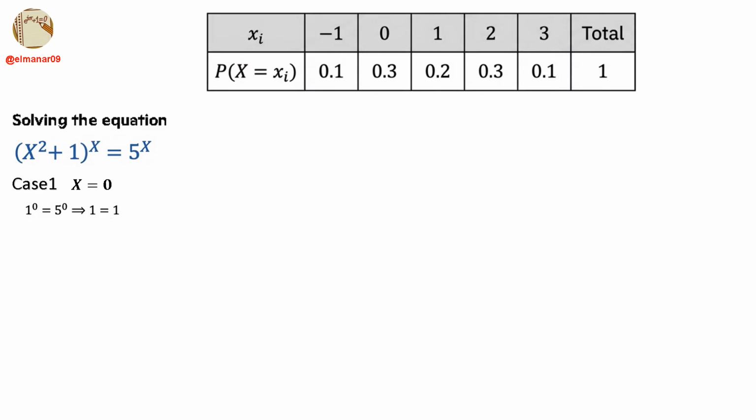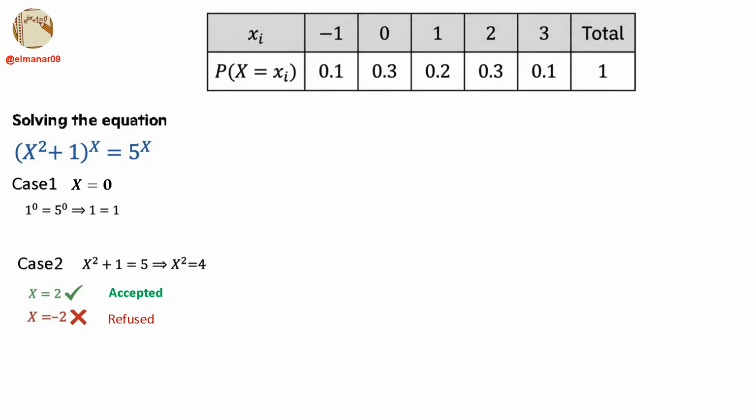Case 2, the bases are equal. If the exponents are the same, we can set the bases equal to each other. x squared plus 1 equals 5, which leads us to x squared equals 4. Here, we have two mathematical possibilities, x equals 2 or x equals -2. Take a close look at our initial table. Does -2 exist? No. That is why the value -2 is rejected. On the other hand, x equals 2 is indeed present in our probability distribution, so it is accepted.